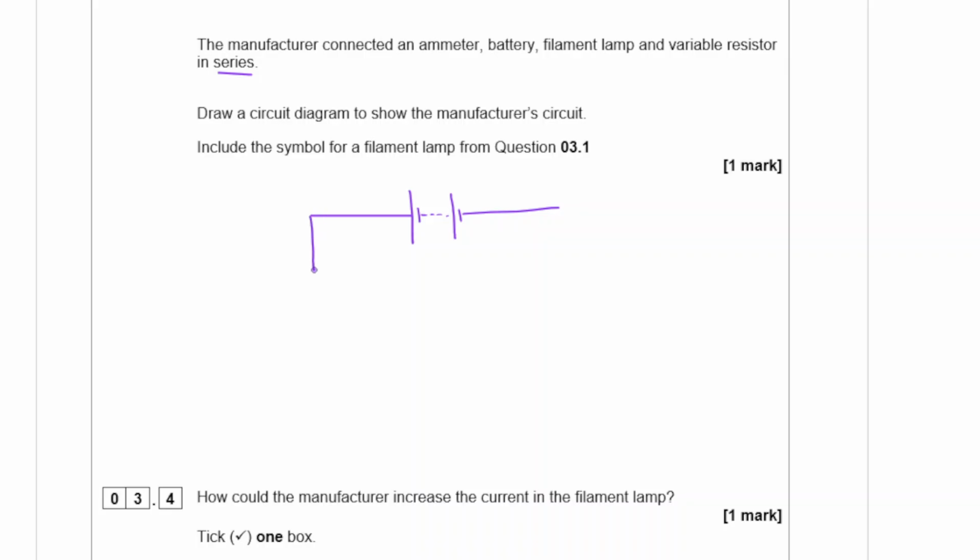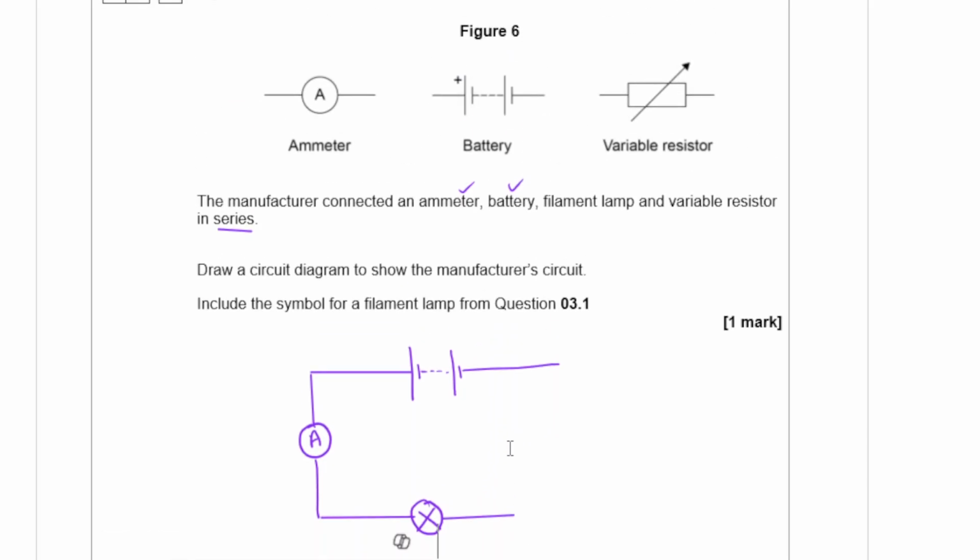To the battery, I'm going to connect the ammeter. So I've connected the battery and the ammeter. I'm going to connect the filament lamp, and to that the variable resistor. Again, I'm using the symbols that are already given here. So the variable resistor.